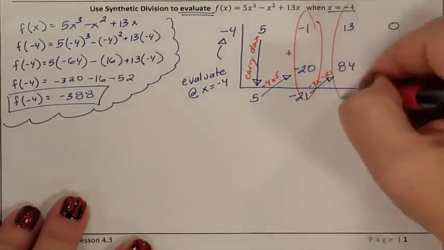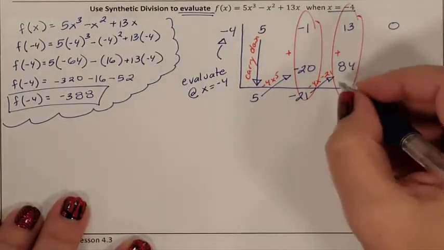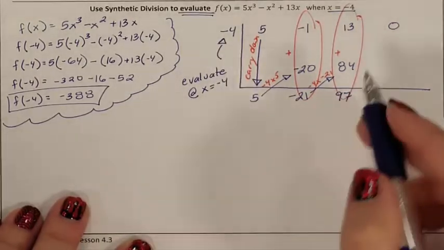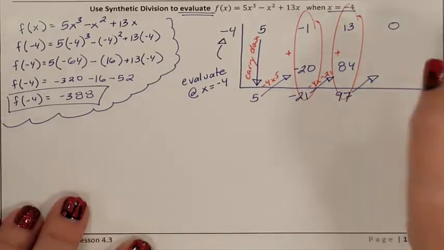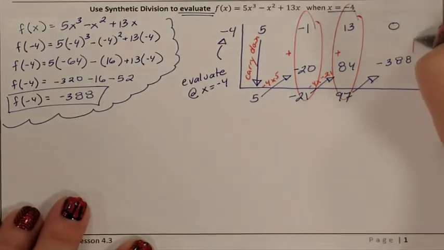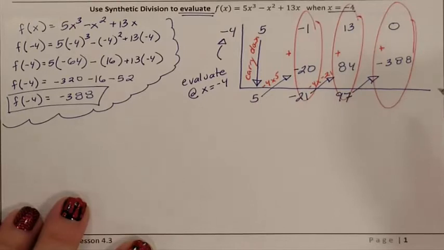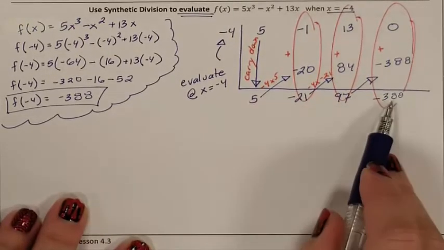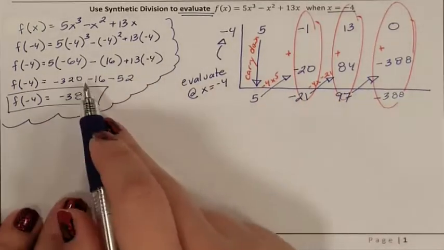You are going to add vertically. 13 plus 84 is 97. You are supposed to multiply diagonally. So we have -4 times 97, which is -388. And we are supposed to add vertically. 0 plus -388 is -388. You'll notice it's the same answer that we got when we were evaluating using the middle school method.